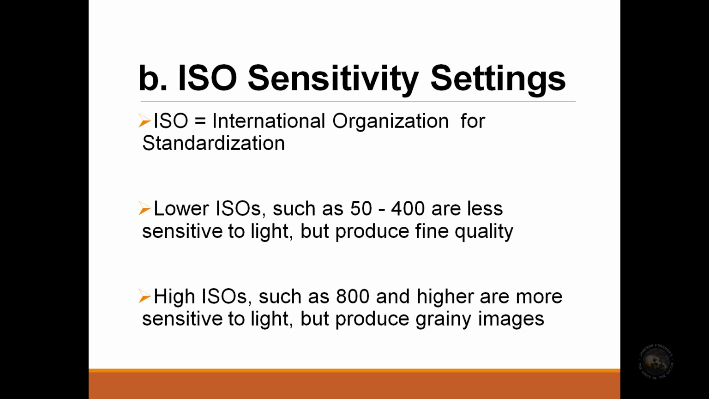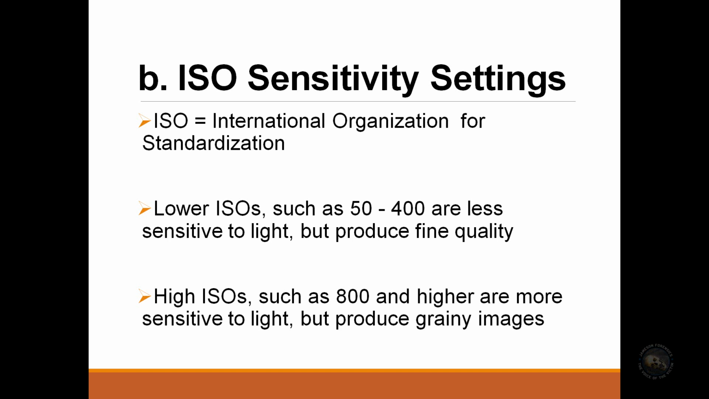ISO sensitivity settings. ISO stands for the International Organization for Standardization. It's an organization that sets international standards for all different kinds of measurements. But when it comes to the reference of your camera, the ISO is your camera's sensitivity to light, displayed in a number like 100, 200, or 400.